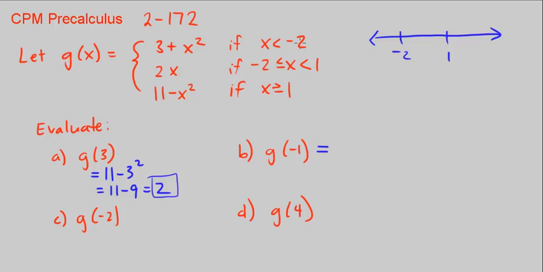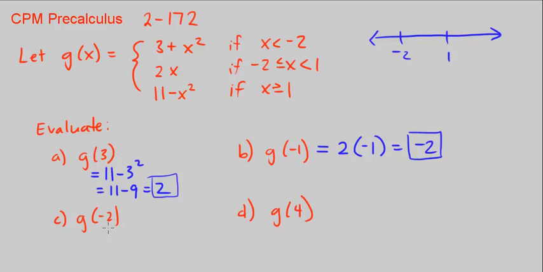G of negative 1, again, you're plugging in negative 1 as the input. Which equation do you use? You have to look at these intervals here. Negative 1 is over here between negative 2 and 1. So that means we use this equation. Okay, so that means it's 2x, where x is, again, negative 1. So it's 2 times negative 1, which is negative 2.